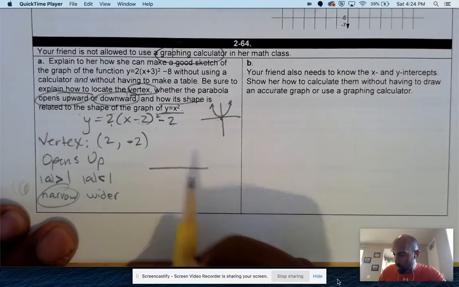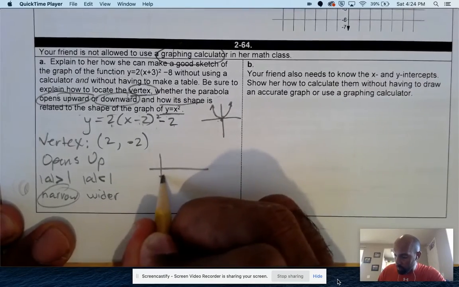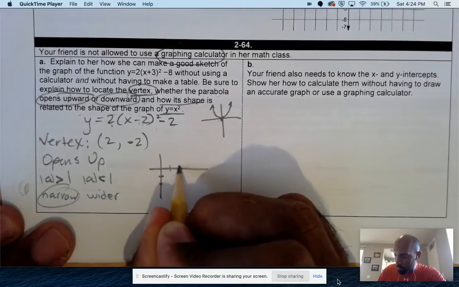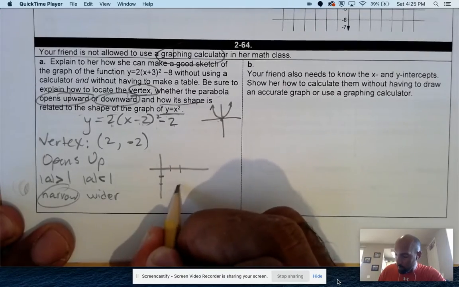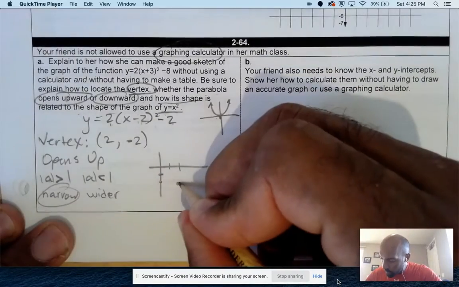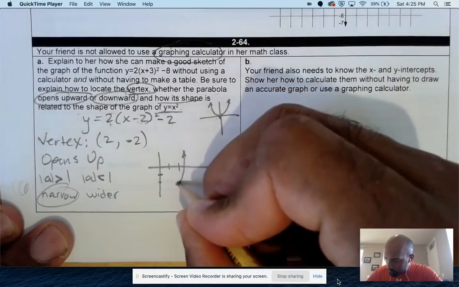So if I was to do a quick sketch of this, because again, remember, we're just looking at a quick sketch, it'd be over 2, down 2, and it'd be going up, and it's kind of skinny.